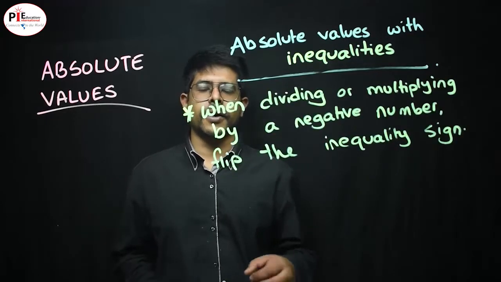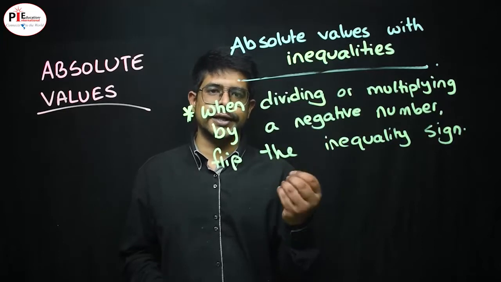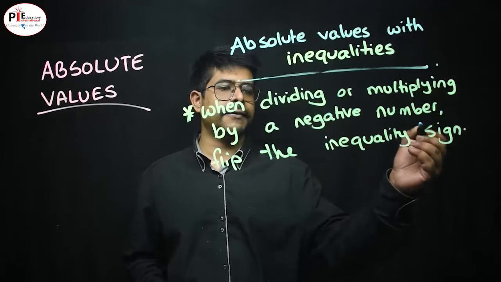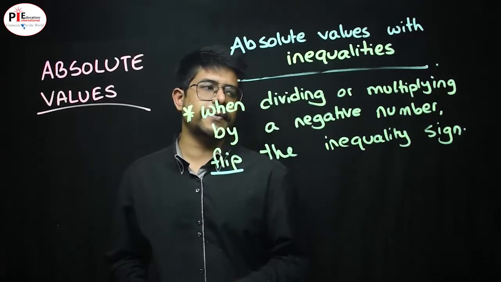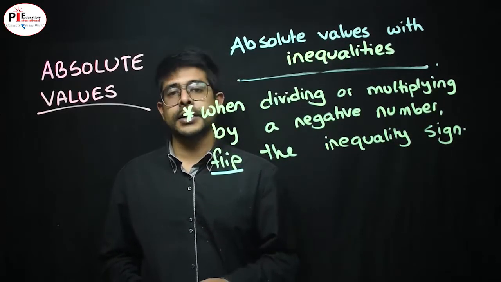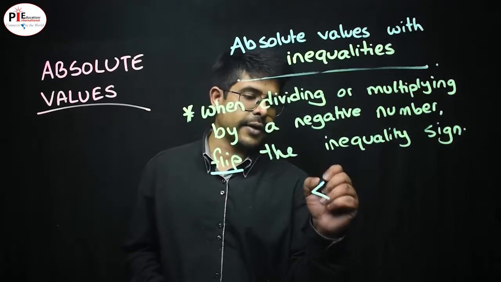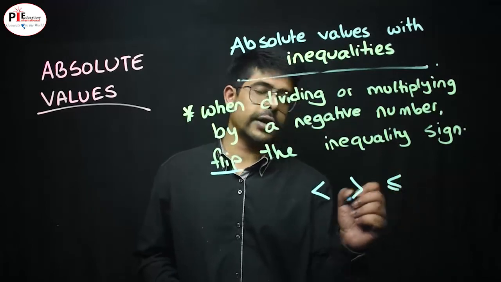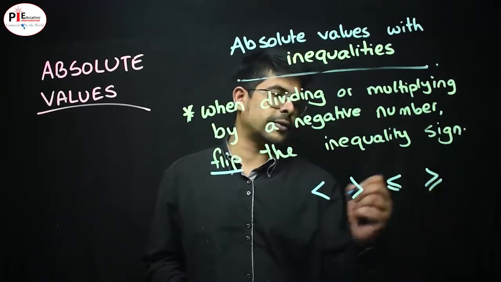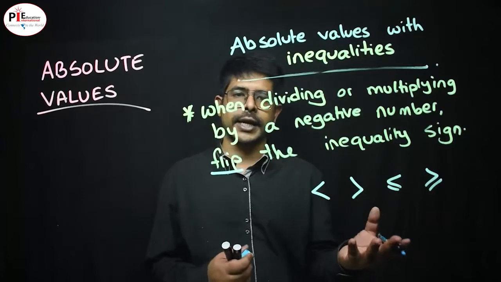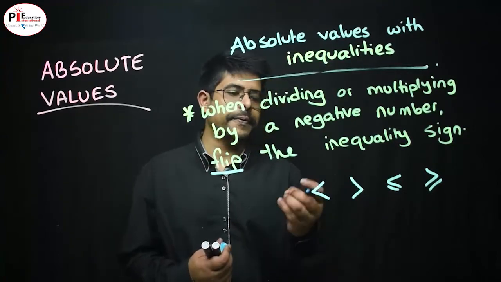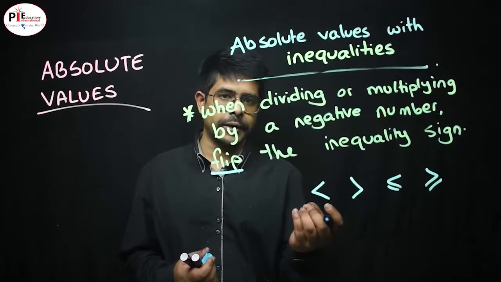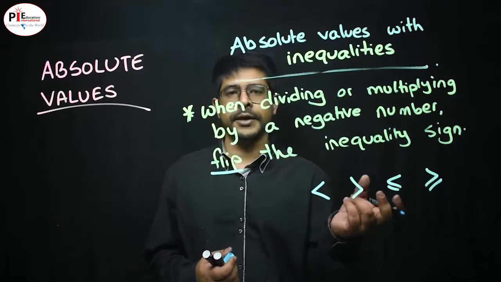The first tip for solving absolute values using inequalities: when dividing or multiplying by a negative number, always flip the inequality sign. What are the inequality signs? We have less than, greater than, less than or equal to, and greater than or equal to. So if we have these signs instead of the equal signs, and we have to multiply or divide by a negative number, then we have to flip the signs.